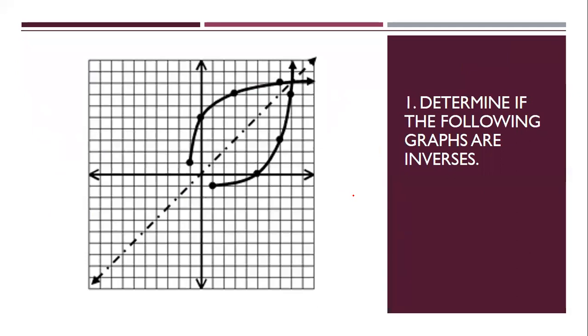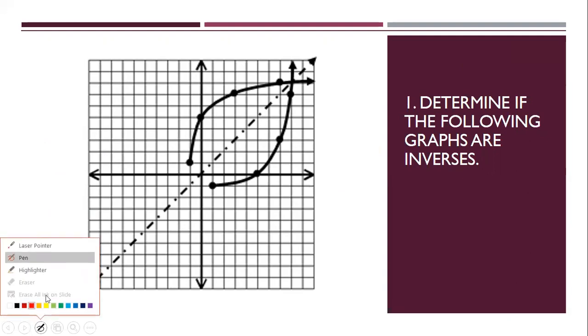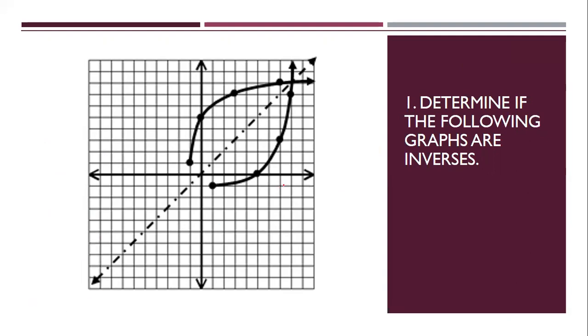When you have a graph and you're trying to verify inverses, we talked about it yesterday, you have your line of reflection. This dotted line is my y equals x line. It is my line of reflection. It's called y equals x because it's the line where 1 equals 1, 2 equals 2, 3, 3, 4, 4, 5, 5. So that's why it's called the y equals x line.